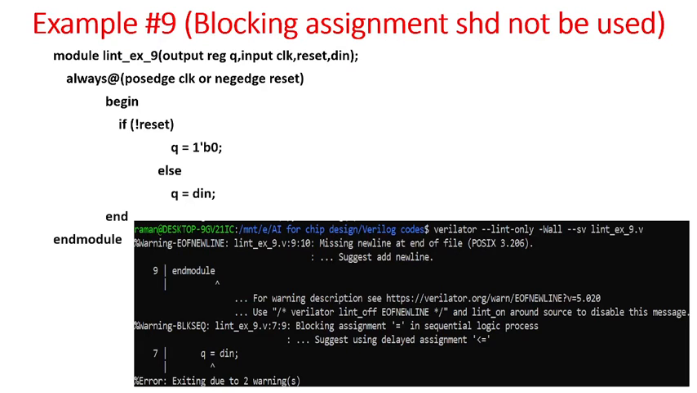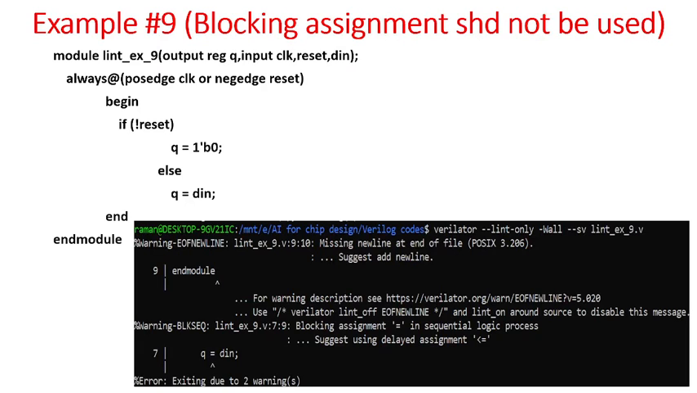Blocking assignment, equal to, in sequential logic process, suggest using delayed assignment, less than or equal to. Blocking assignment is not going to produce your circuit properly, because it will block the execution of other things. That will create some kind of asynchronous operation, some undesirable operations when you are trying to execute the circuit. So a good sequential design practice should be based only on the non-blocking assignment operator, and there is no place for the blocking assignment operator in the RTL, especially if you try to design sequential circuits.